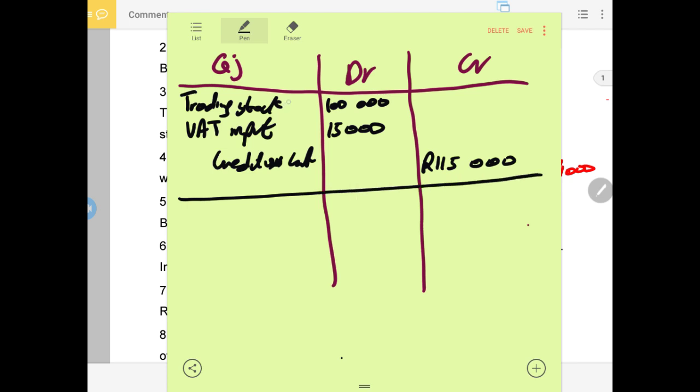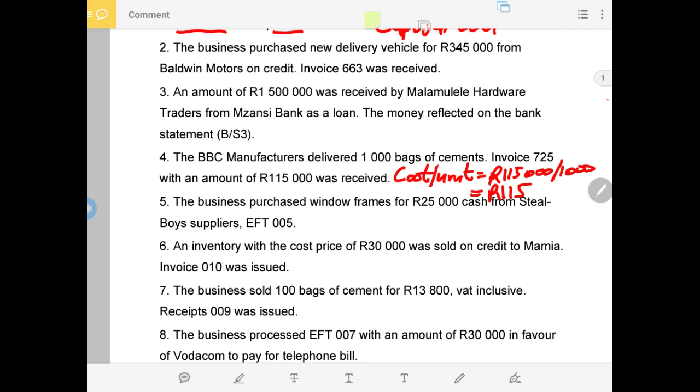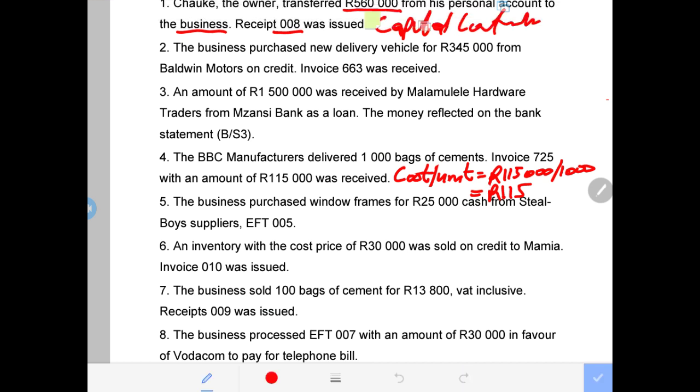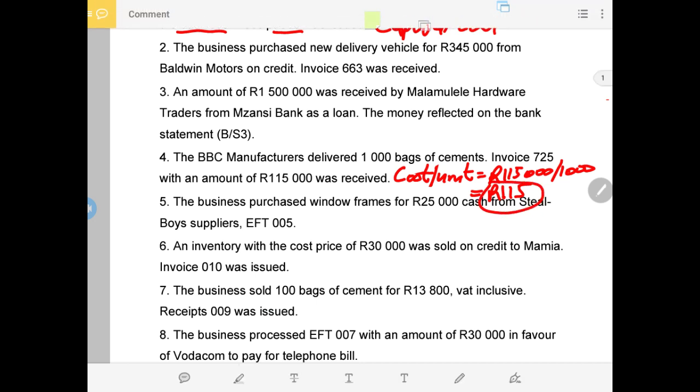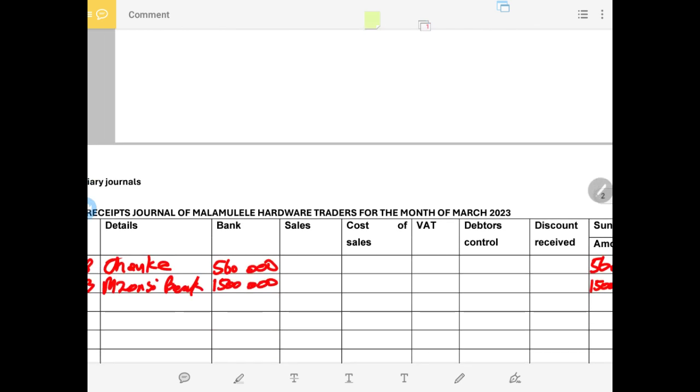First question, do we have trading stock as a column in the creditors journal? Yes. Do we have VAT as a column? Yes. Do we have creditors control as a column? Yes. That means all this will be recorded under their respective columns. They will not affect our sundry account column. Now let us go to our creditors control column. I will also come back and tell you the cost per unit excluding VAT, because this 115 includes VAT.